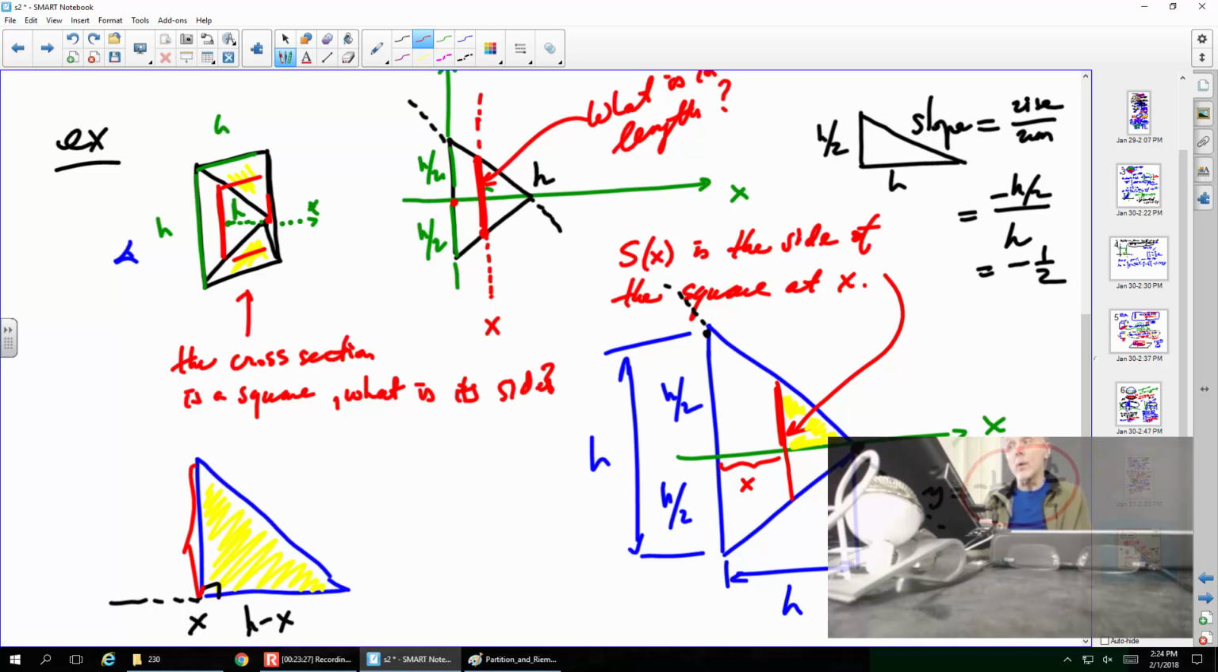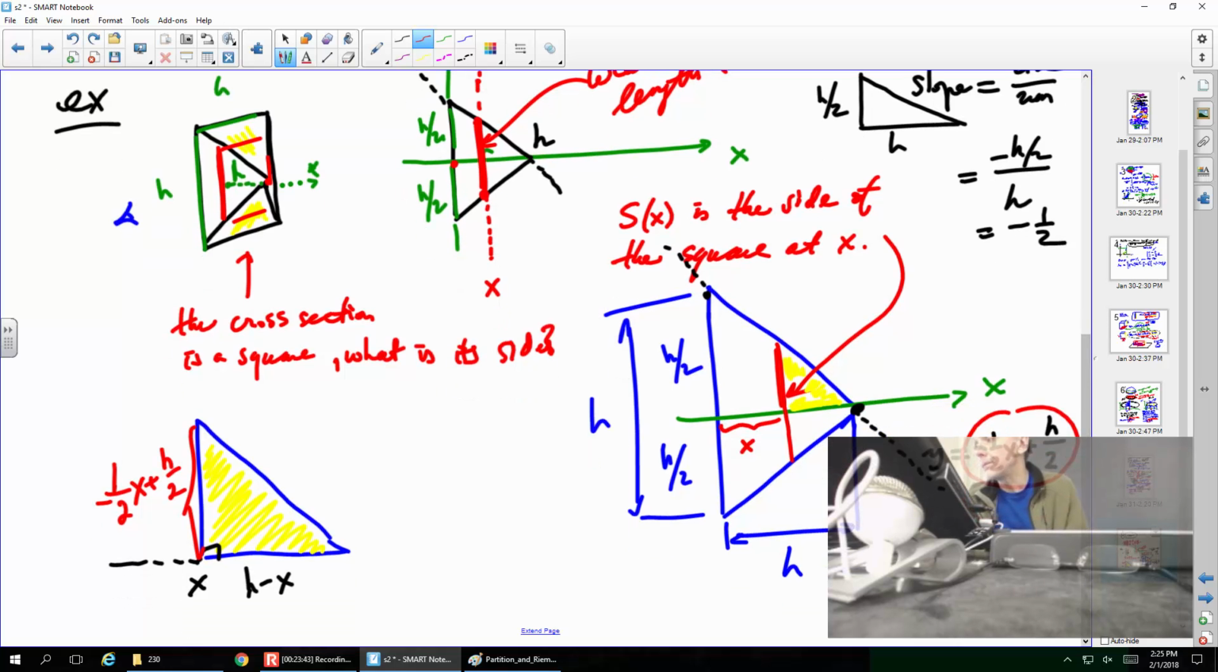Okay, where are we? We are at x. So the height of the elevation of that straight line above the x-axis will be simply, once again, negative 1/2 x plus h over 2. Okay, so that's this height.